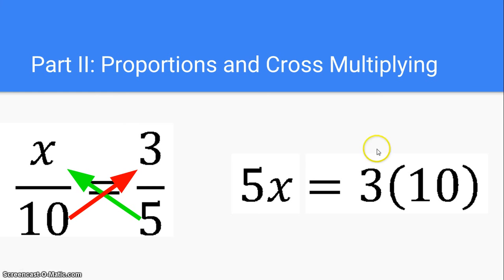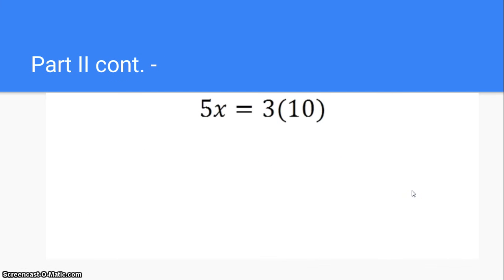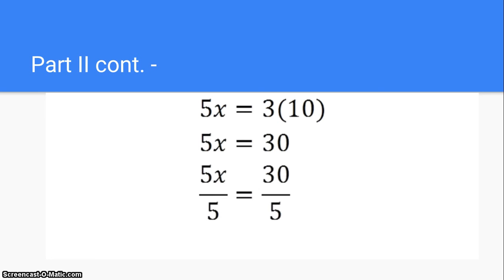Now, with that all done, instead of having two fractions to deal with, we just have 5x equals 3 times 10. It should be simple at this point to just solve the equation. So multiply the 3 and the 10, you get 5x equals 30. Divide both sides by 5 so we can get rid of the 5, and ultimately we're left with x equals 6. And that, ladies and gentlemen, is what we are doing in this section.